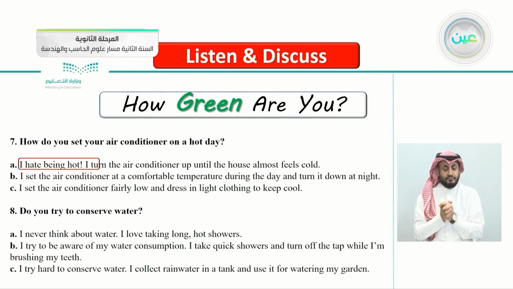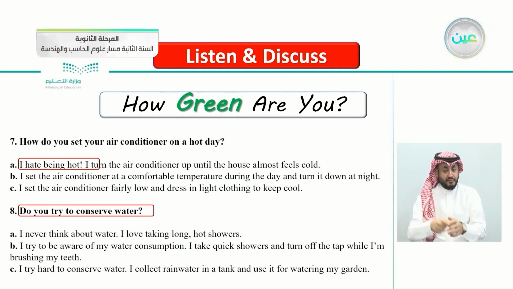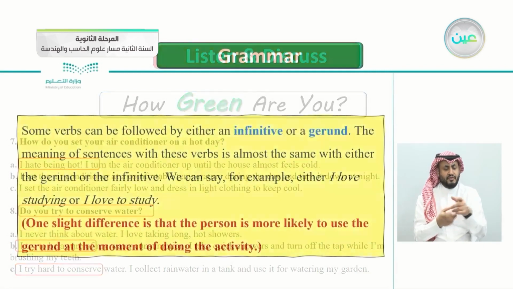Is there another gerund or another infinitive here? You can say, do you try to conserve water? So the verb here is try, to conserve, and it is also an infinitive. Also, I try to be aware. It's the same verb, try and try, but a different kind of infinitive here, to conserve or to be aware. Also, I try hard to conserve water. So all of these are infinitives.